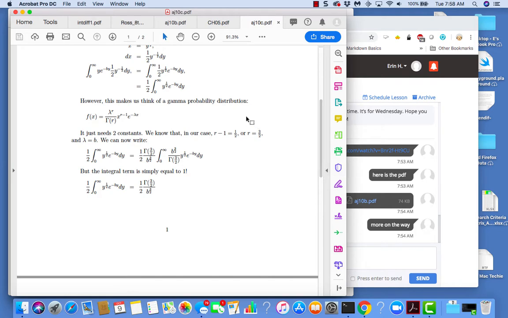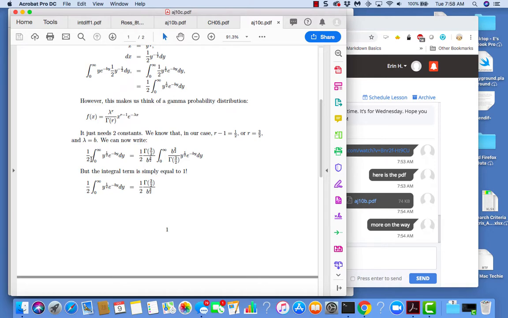All right. But that makes me think of a gamma probability distribution, which looks like this. So I have lambda to the r over the gamma function, we'll talk about that in a second, times x to the r minus 1 times e to the minus lambda x. Okay, so I've got the second pieces. I've got y to a power times e to a minus constant variable power. Okay, so I just need my constants out in the front.